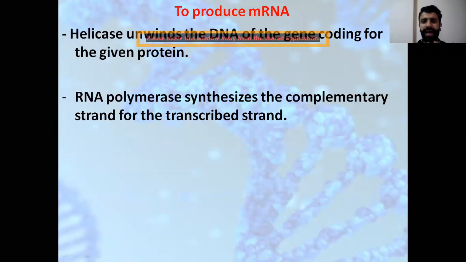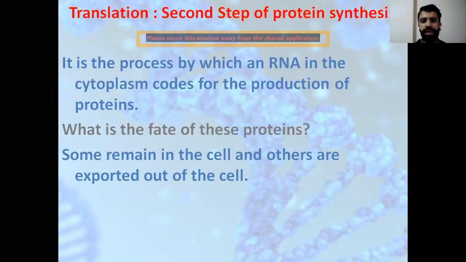Helicase, what does it do? It unwinds the DNA of the gene coding for the protein. RNA polymerase synthesizes, or produces, the complementary strand. Transcription is the first step of the protein synthesis, where we move from DNA into mRNA by the process of transcription with the help of two main enzymes, helicase and RNA polymerase.